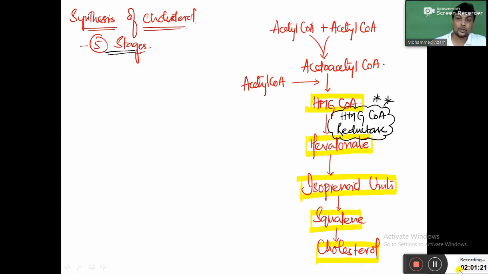I am not telling you only for the exam, entire life. Why? Because yes, question number 1, this HMG CoA reductase is the rate limiting enzyme. HMG CoA reductase is the rate limiting enzyme of cholesterol synthesis. Rate limiting enzyme of cholesterol synthesis will be HMG CoA reductase. That will be asked in the exam.